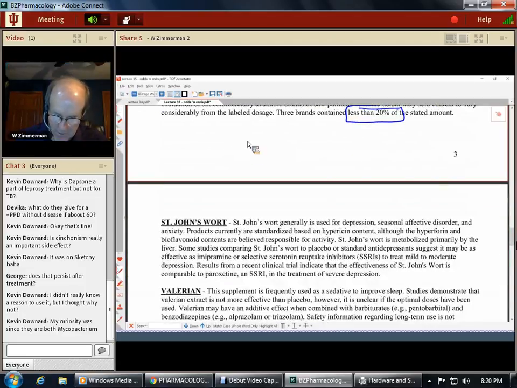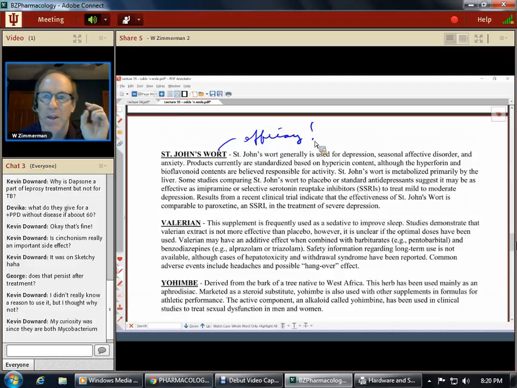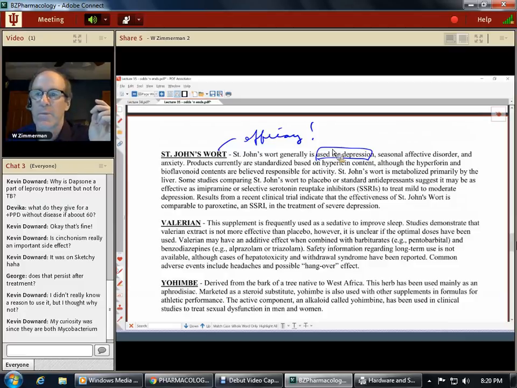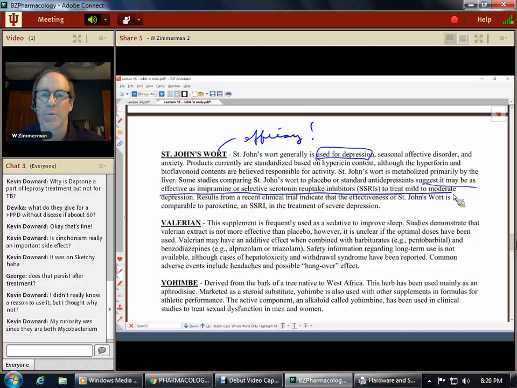St. John's wort, it does have efficacy. It's been around enough that people are comfortable enough saying that. It's used for depression. It may be as effective as imipramine, which is a tricyclic, or an SSRI to treat mild to moderate depression. So, somewhat similar. It's been around long enough, it's been used enough where that one I feel comfortable about.